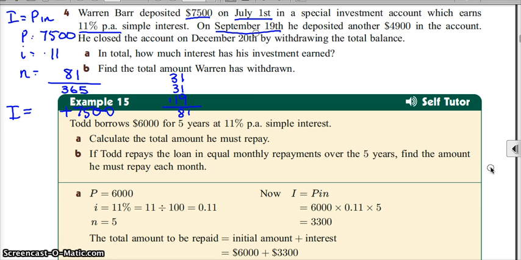At that point, you are then depositing another 400 as well, so that's got to be added in the account. He closed the account on December 20, so it was in there from September 19 to December 20. Get old mate calendar out again.